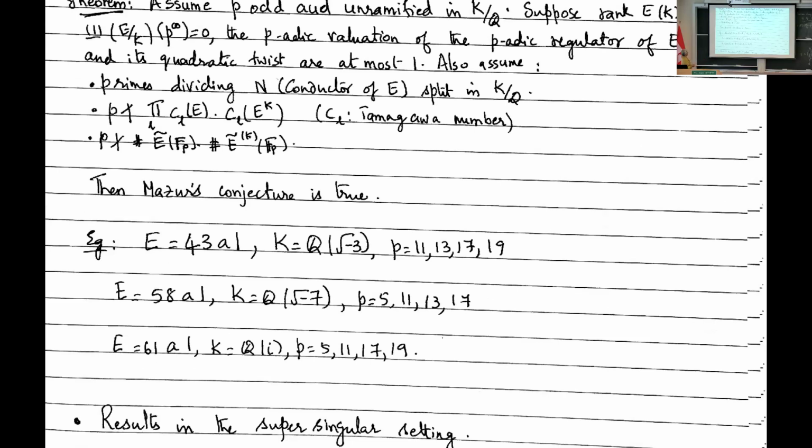Take the elliptic curve 43A1, this is Cremona's nomenclature. Take the quadratic extension Q(sqrt(-3)), these are the primes, and these are the other examples. For all of these, you can show that Mazur's conjecture is true. And this was not known before.